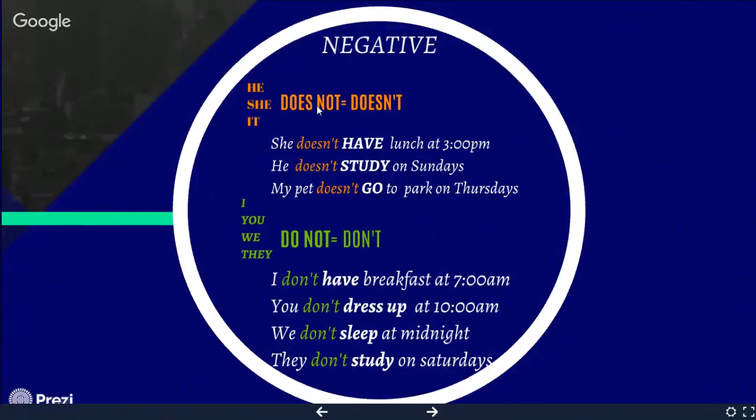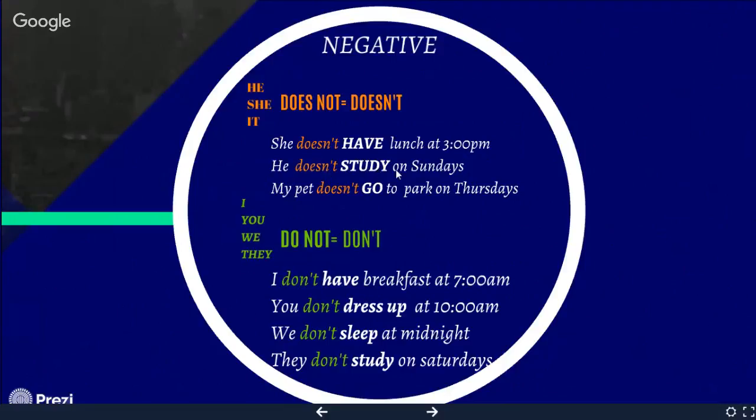Doesn't or does not. Do not or don't. For example, I want to say, she doesn't have lunch at 3 p.m. The verb here is the same. You only change the verb when it's affirmative, but when it's negative, the verb is the same. She doesn't have lunch at 3 p.m.